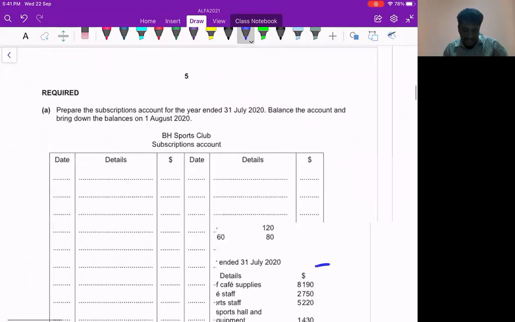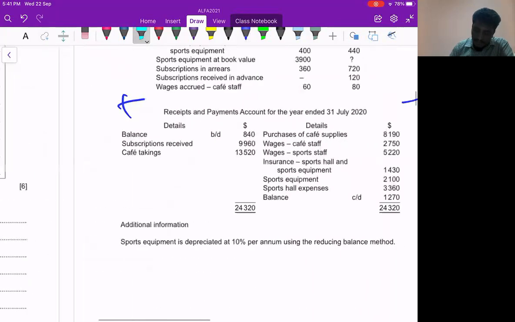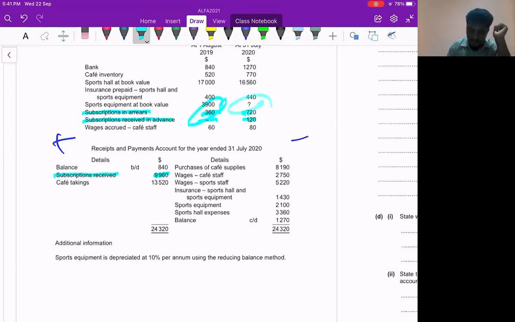Okay, the first one, the question asked me to prepare a subscription account. Year ended 31st July and then bring down the balance. Now I'm going to highlight all the information related to subscription. Subscription arrears, subscription received in advance, and subscription received. Do you see any other subscription here? No, only these 4.